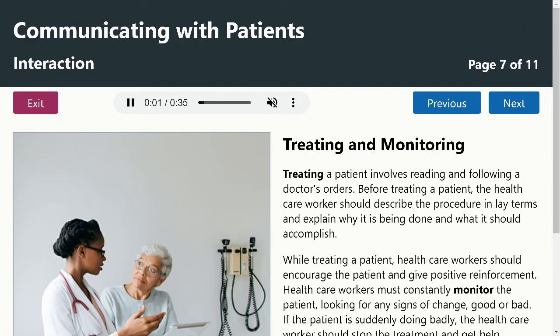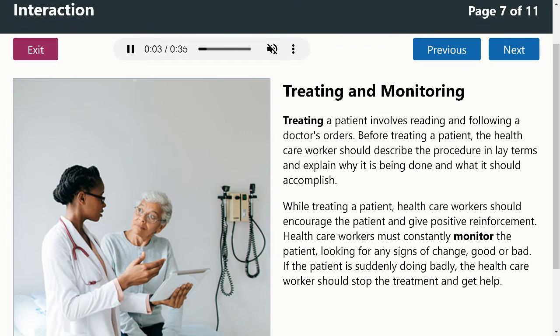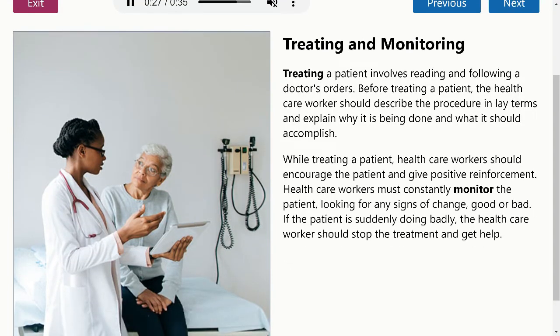All right, so treating a patient involves reading and following a doctor's orders. Before treating a patient, the healthcare worker should describe the procedure in lay terms and explain why it is being done and what it should accomplish. When treating a patient, healthcare workers should encourage the patient and give positive reinforcement. Healthcare workers must constantly monitor the patient, looking for any signs of change, good or bad. If the patient is suddenly doing bad, the healthcare worker should stop the treatment and get help.